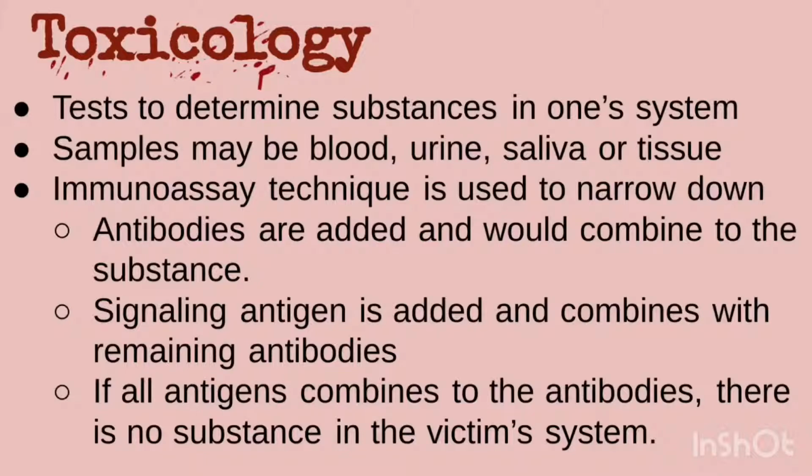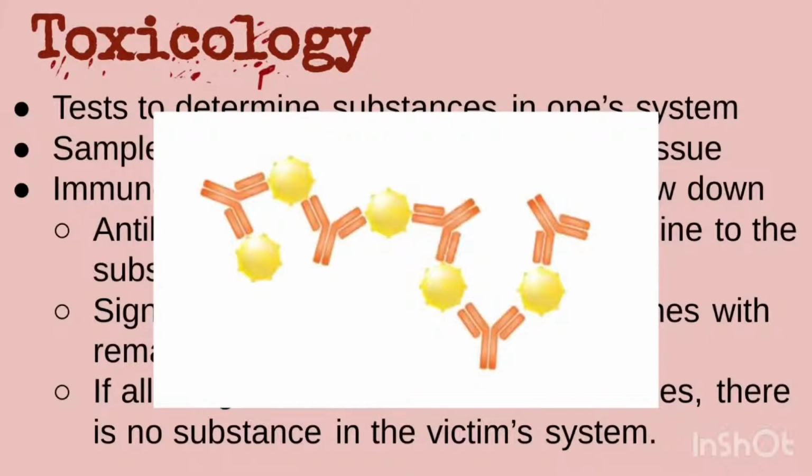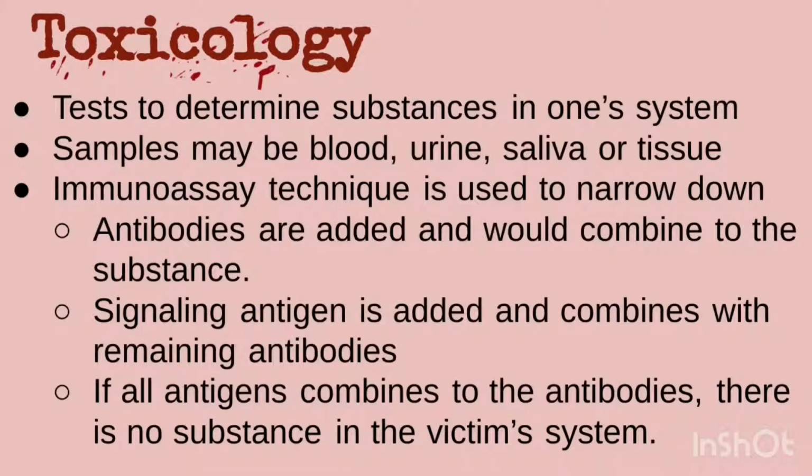We use the immunoassay technique, which helps to determine possible substances in the body. This technique involves adding antibodies for a specific substance. If that particular substance is in the victim, these antibodies would combine with it. Then, a signaling antigen is added to the sample, and these antigens would combine with any other remaining antibodies. If all the antibodies are reacted with the antigens, then the specific substance is not present in the body.